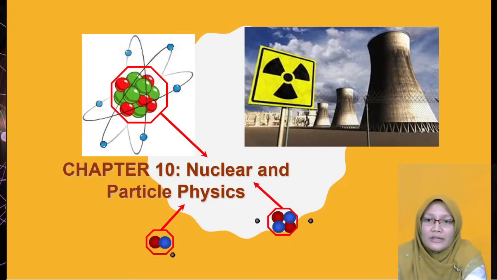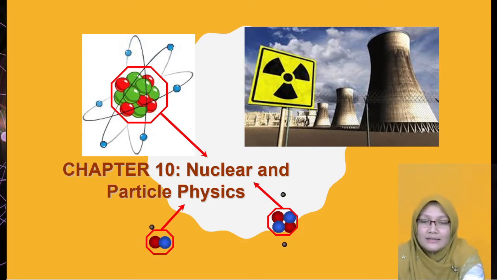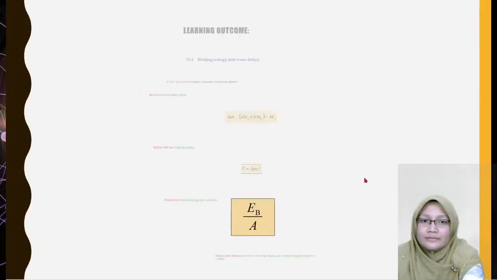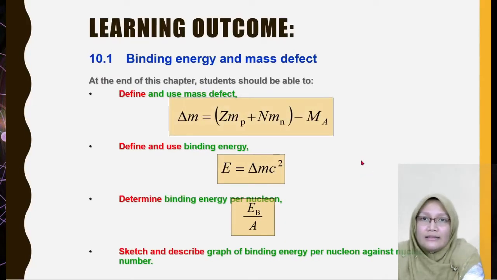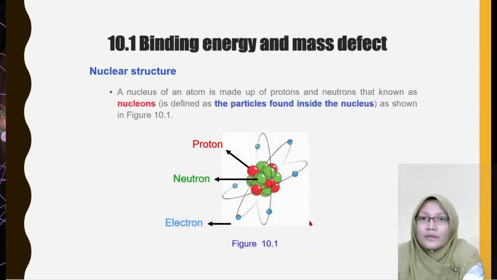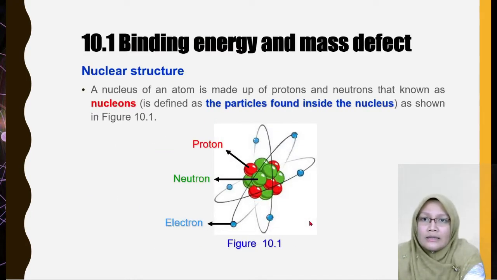So for today we are going to learn chapter 10, nuclear and particle physics. In this chapter we are going to go to 10.1 first, binding energy and mass defect. So these are the learning outcomes. 10.1, binding energy and mass defect.